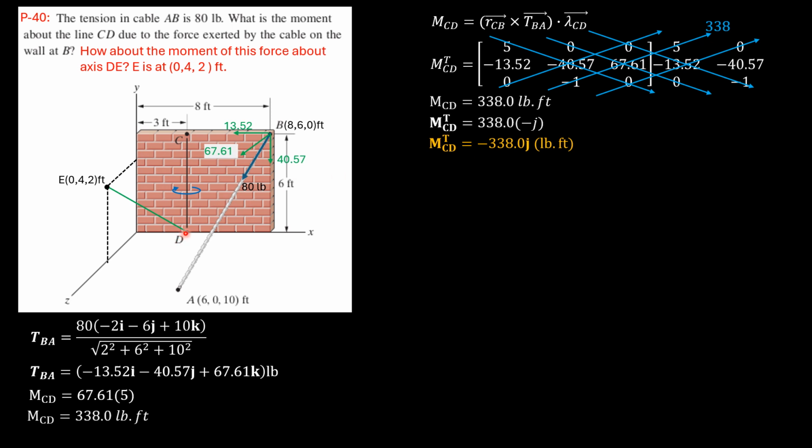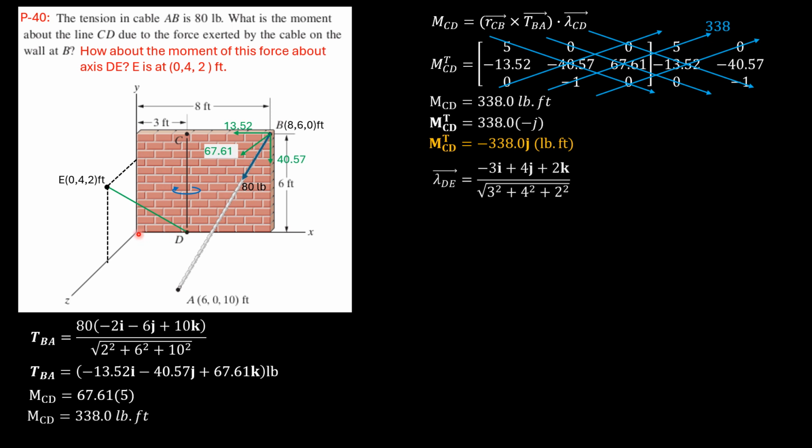Then, how about the moment of the tension force about this inclined axis DE? This time, because the axis crosses point D, we are forced to define RDB. We cannot define CB anymore because the axis passes through D. So it should be moment center RDB cross the tension force, then the unit axis vector of DE.